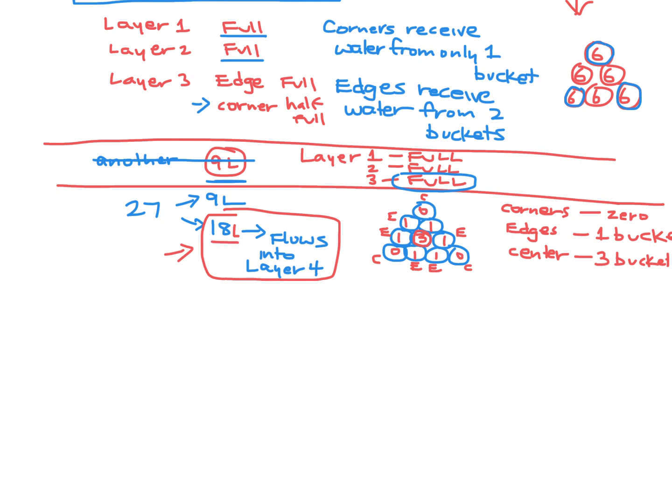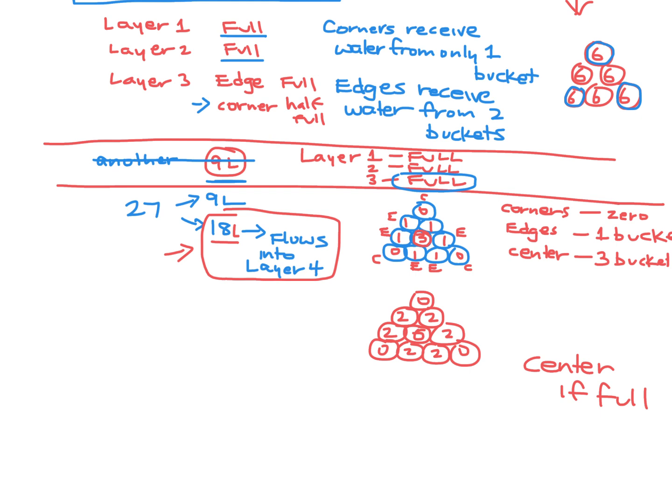So if we have 18 to distribute, let me draw this again. 18, so that would mean 1, 2, 3, 4, 5, 6, 7, 8, 9. So we got to double those. So that'll be 6, and these will all be 2s, and these will be 0 still. And therefore, the center is full. And that is what they wanted. They wanted at least one bucket in the bottom layer to be full.